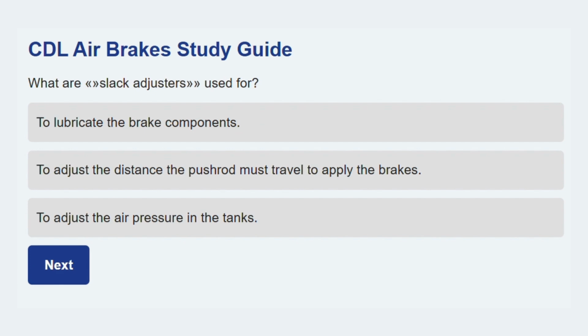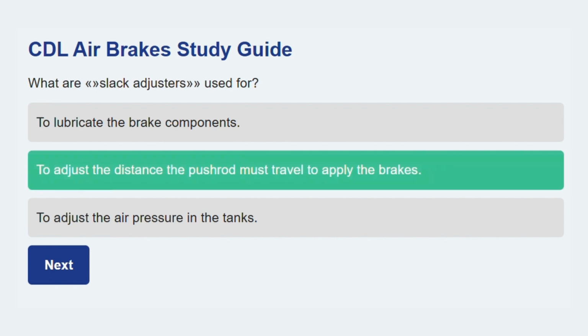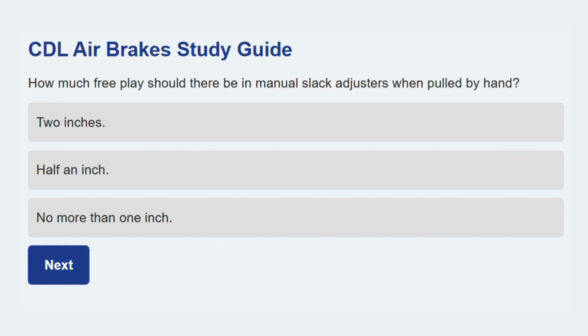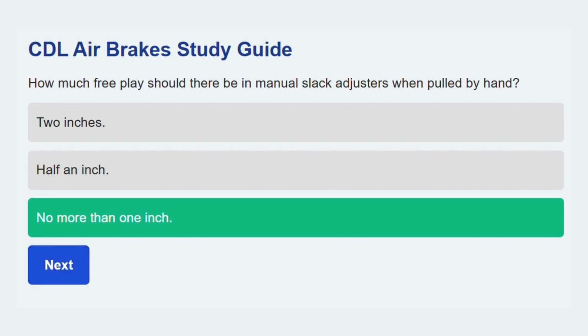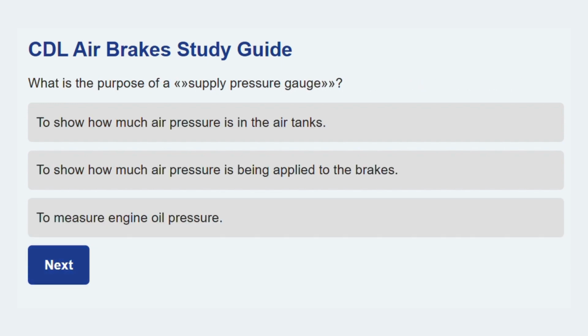Slack adjusters ensure that the brakes are properly adjusted to compensate for lining wear. Okay, what's next? How much free play should there be in manual slack adjusters when pulled by hand? No more than 1 inch. Excessive free play indicates that the brakes are out of adjustment and need to be serviced.